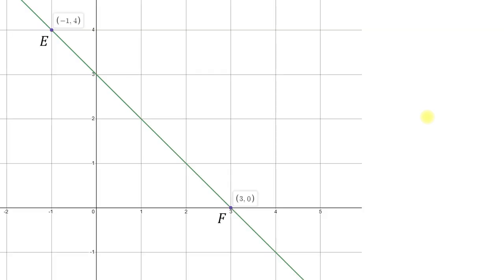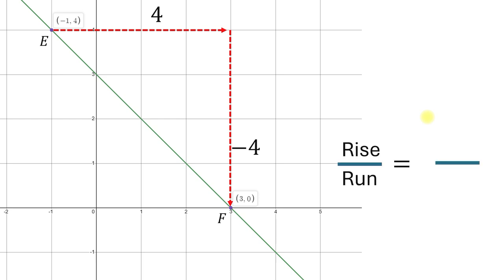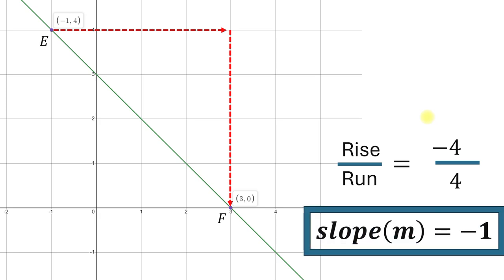Here we have two coordinates, -1, 4, and 3, 0. So we start with a run of 4 units, followed by a rise of -4 units. And we call the rise -4 because we're going downwards. Our rise over run will be -4 over 4, which reduces to a slope of -1.